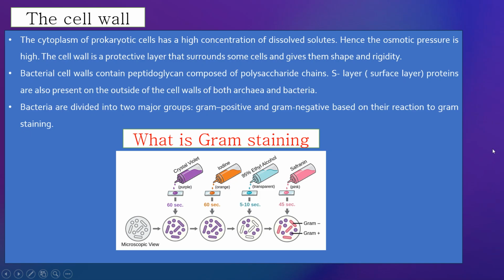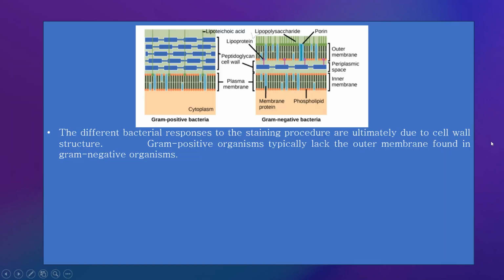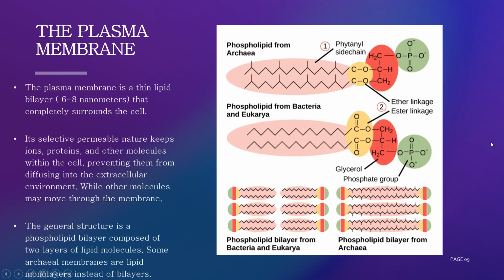Then we studied the first component, that is the cell wall. Basically, the layer outside the cell wall is called the capsule. But I started from the cell wall here. We will study the capsule today: what is the structure of the capsule and what is the function of the capsule? We will study that in this video. We have already studied the cell wall and the gram staining technique. Then we studied the plasma membrane.